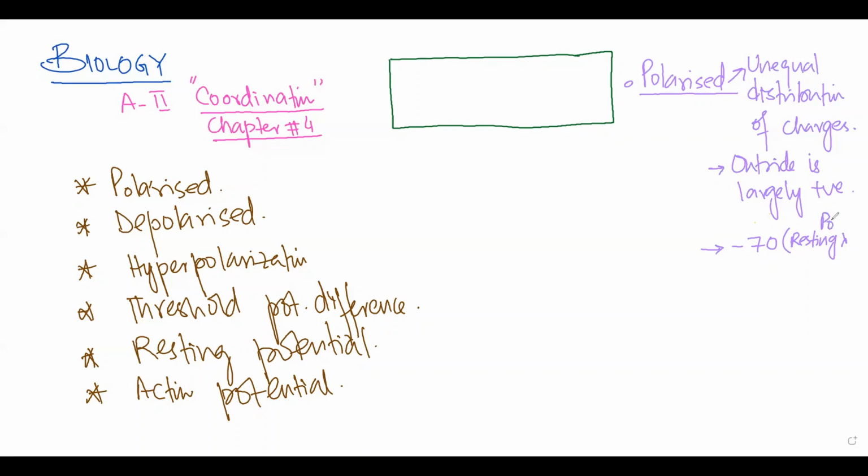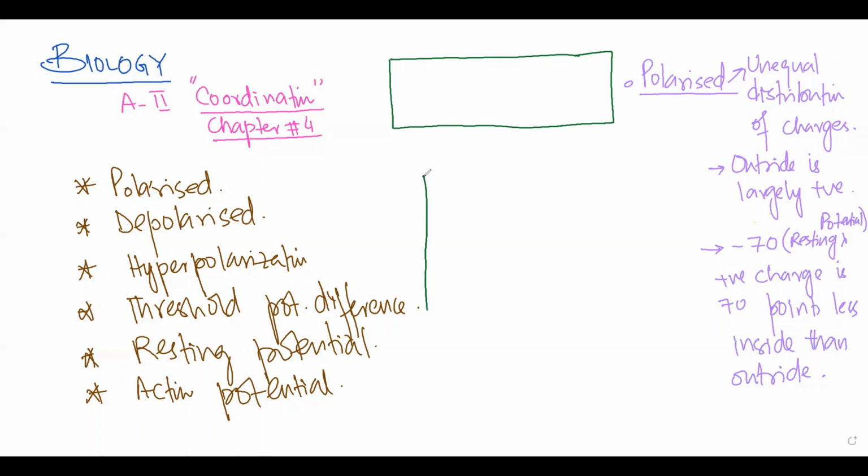And minus 70 means that positive charge is 70 points less inside as compared to outside. It means if there are 100 sodium ions out, how many sodium ions will be inside? 30, very good. If there are 100 out, there will be 30 sodium ions in. So this potential difference of minus 70, this is called resting potential. This is the normal potential difference across the neuron membrane.